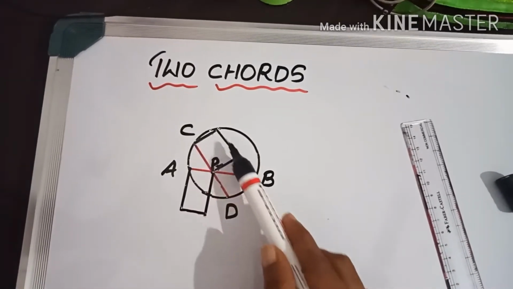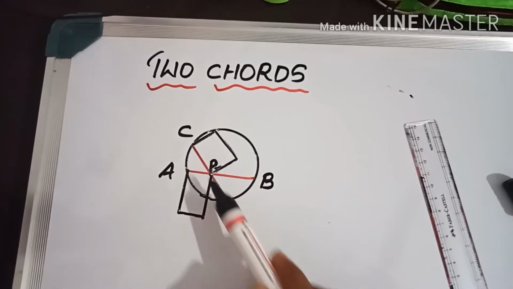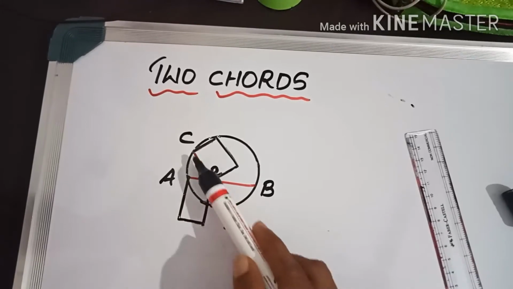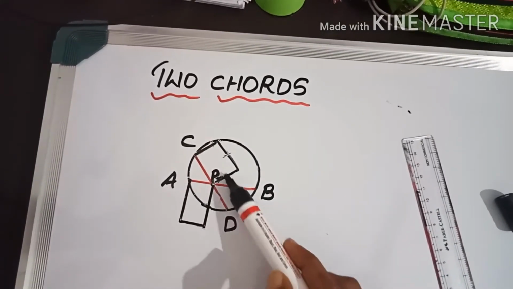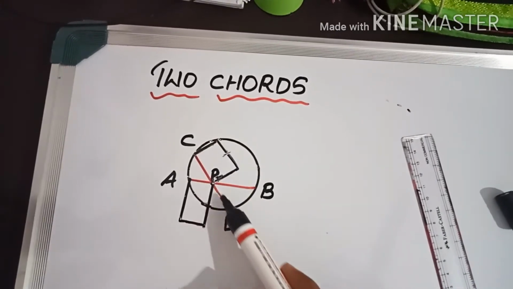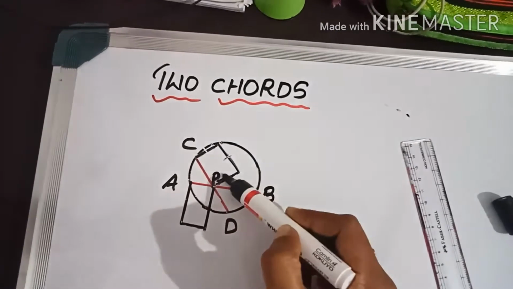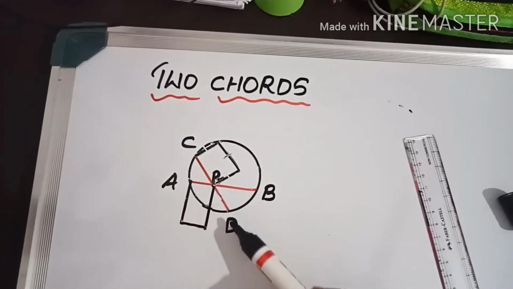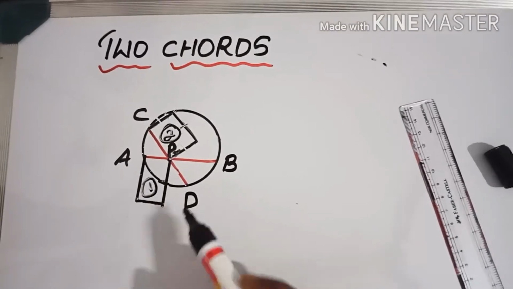Similarly, in this second rectangle, we use the parts of the chord CD. PC here, same PC on this side also. Now these two sides are the same as PD. These two sides are using PD. Now, based on our first concept.